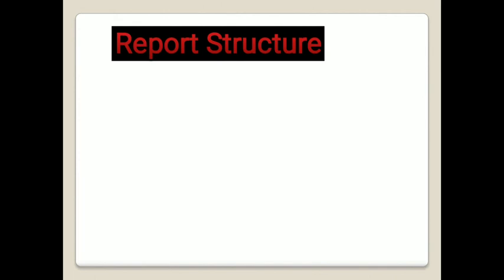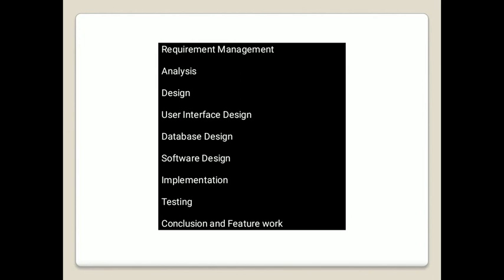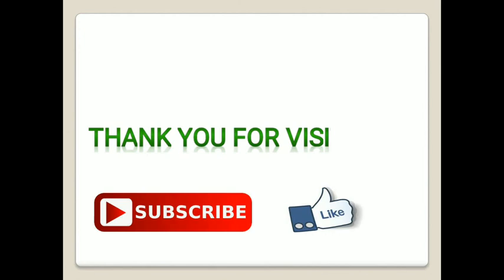First is the cover page, abstract, acknowledgement, table of contents, list of tables, introduction, methodology, solution, requirement management, analysis, design, user interface design, database design, software design, implementation, testing, conclusion and future work. So that is all about how to do final year projects for engineering college students.